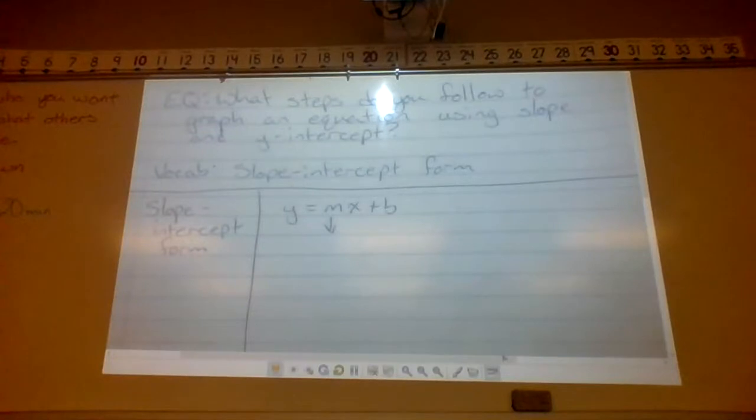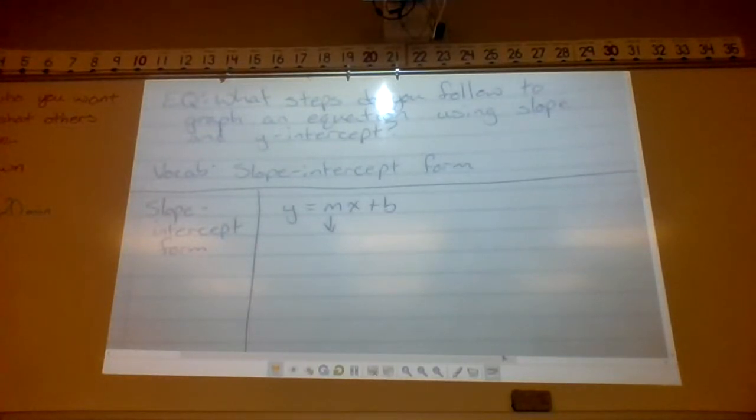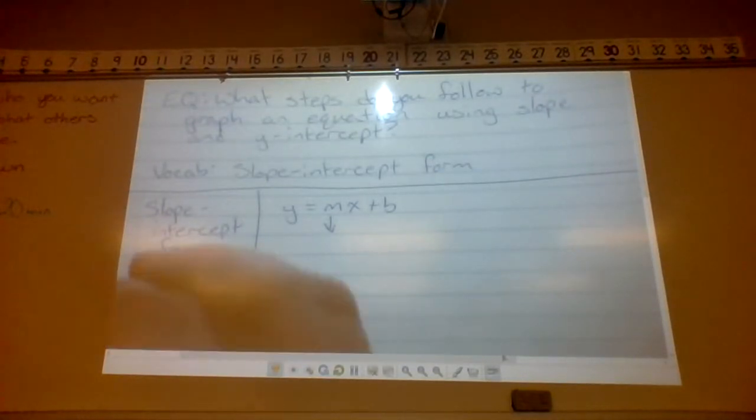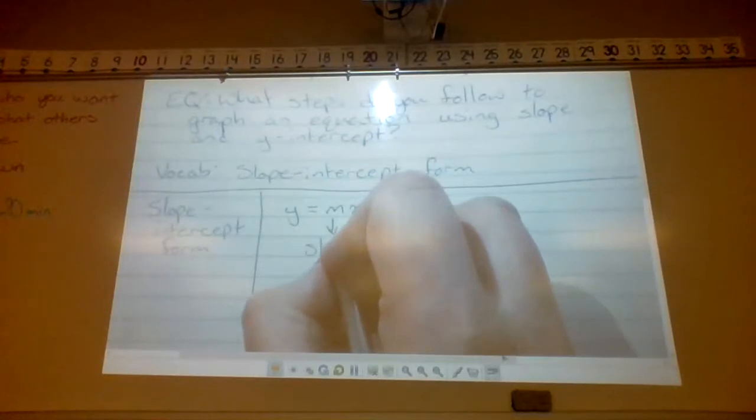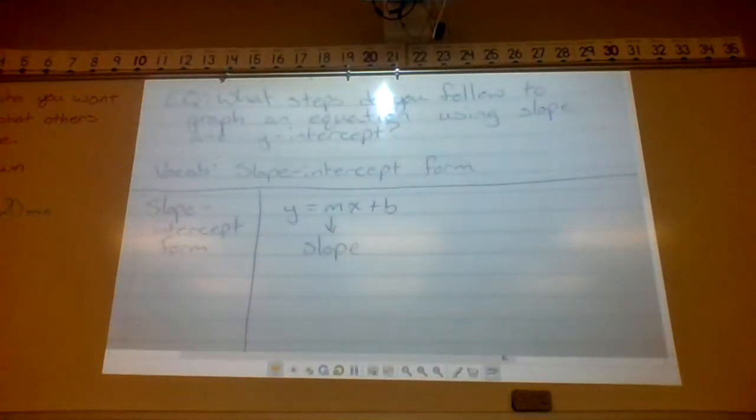Time out. Let's take this seriously. We're talking about math. We're talking about slope-intercept form. Multiplication, no. We're talking more specifically about slope. That's slope. I don't know why they picked that letter. I have no clue. I think it's kind of weird. I honestly don't know. But that's your slope.